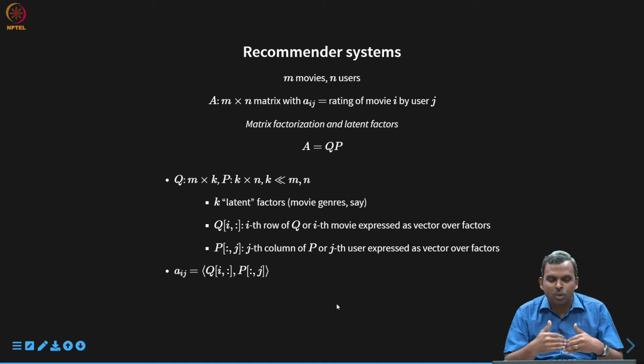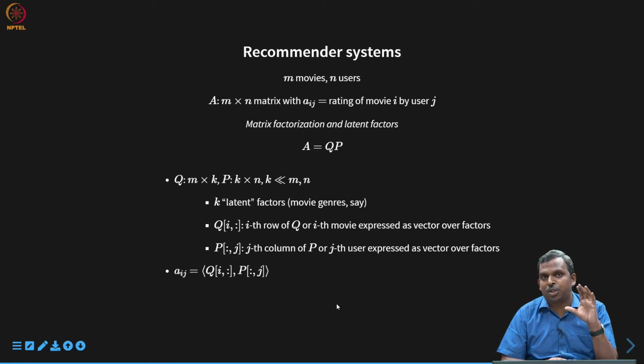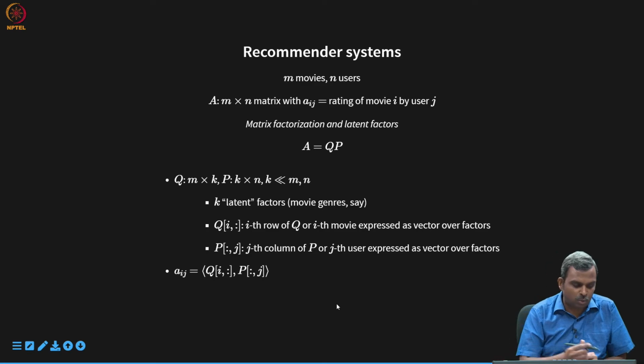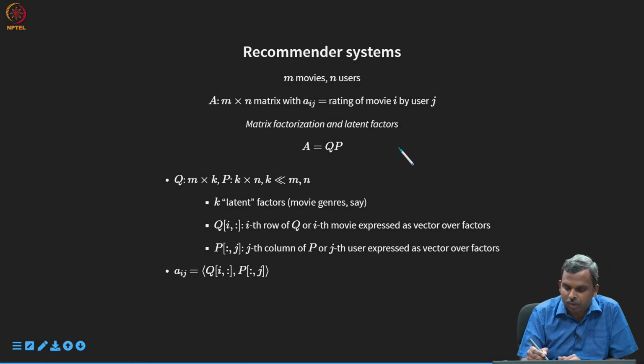And what people try to do from this incomplete matrix A is to come up with a factorization of the matrix. Notice how subtle this is. This is where the critical idea comes in. They try to come up with a factorization of this matrix A as Q times P. So what is Q and what is P? Q is an M cross K matrix, P is a K cross N matrix. So it would be something like a Q times a P.